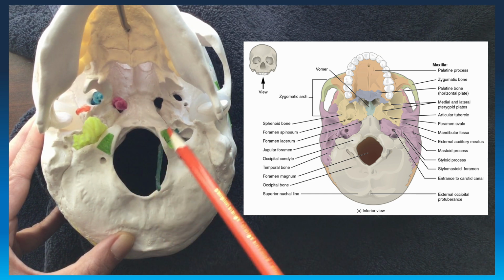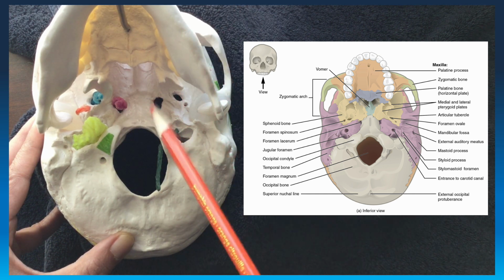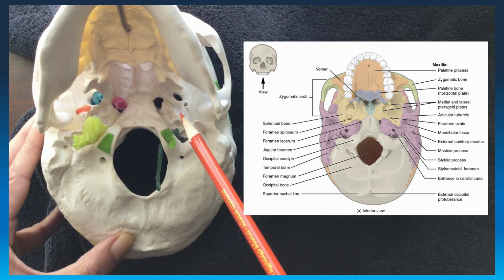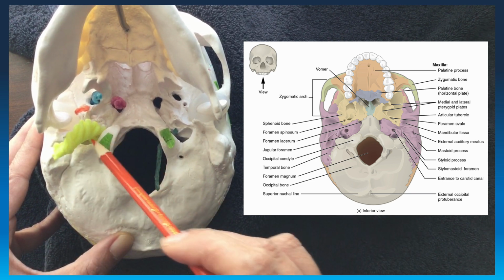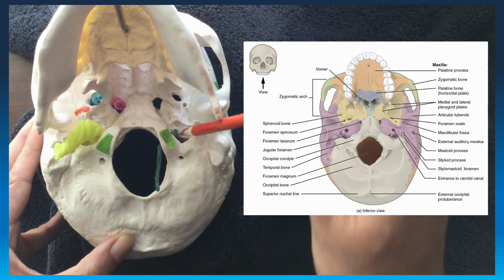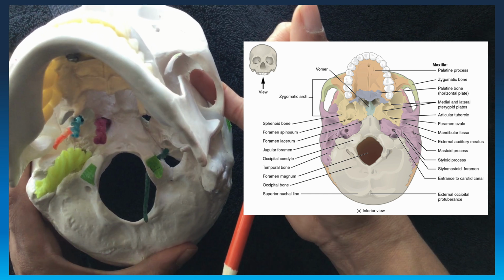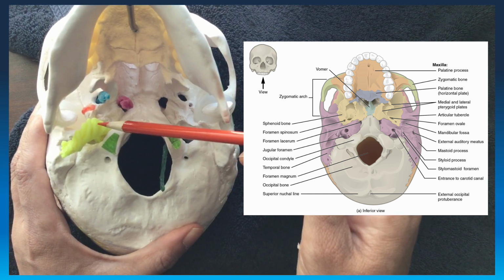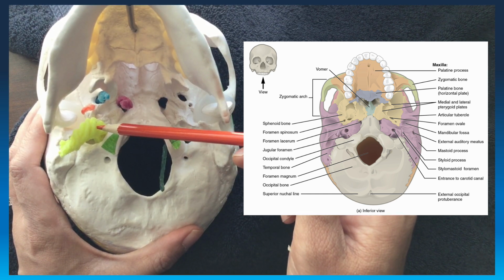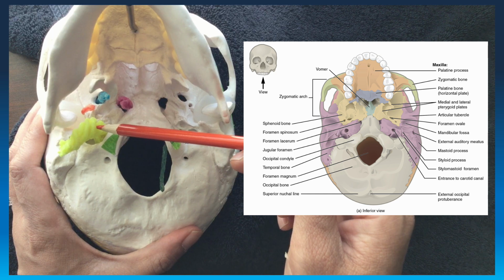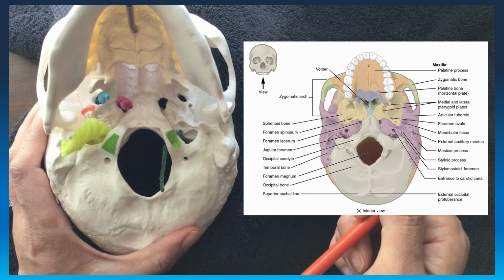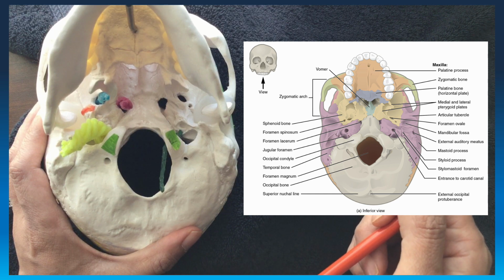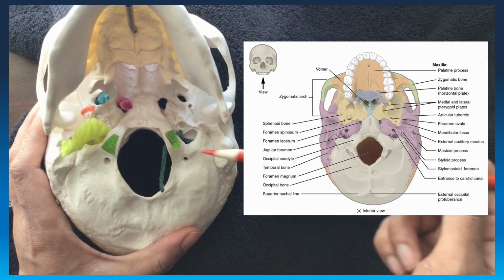So we've got ovale, spinosum, and lacerum that you can see from this side. But then, of course, we've got the big one, right? Which is this. It's kind of hard to see, but there you go. This is going to be your jugular foramen, right? Super important. So that's going to be the biggest one, biggest foramen, other than obviously foramen magnum. Okay, so we've got those sorted.